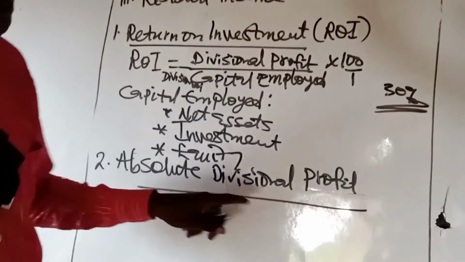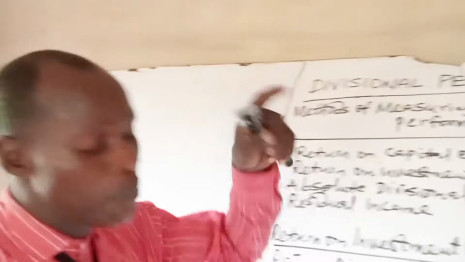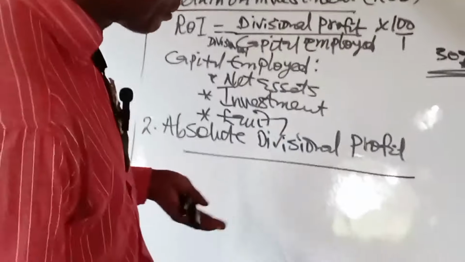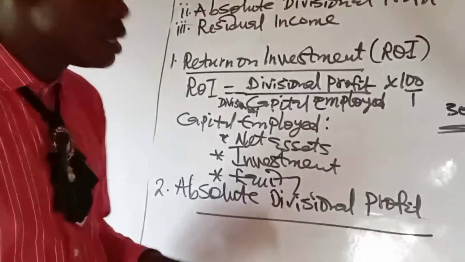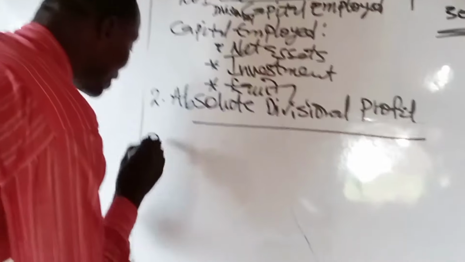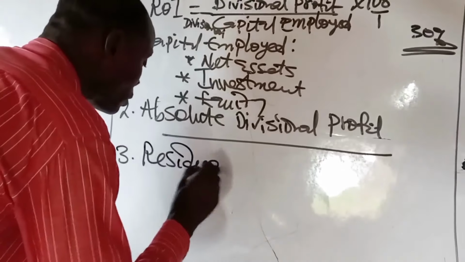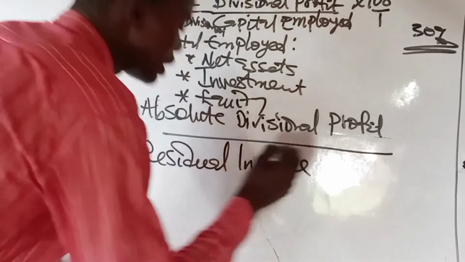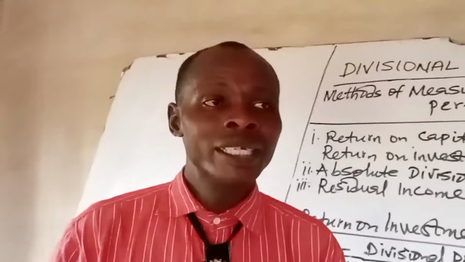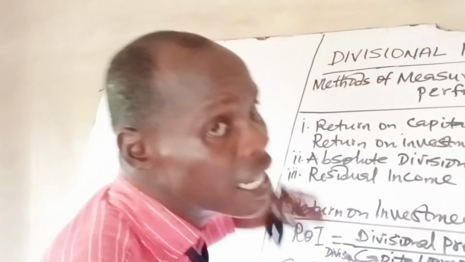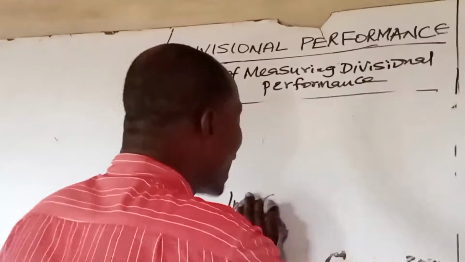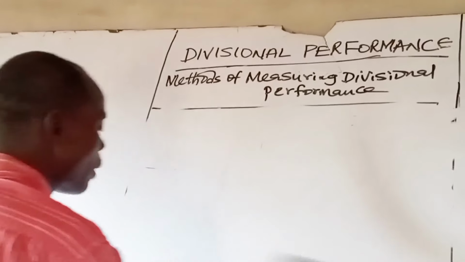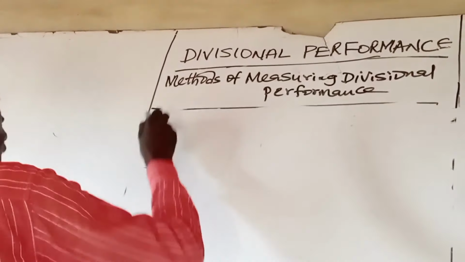So absolute divisional profit. This is the profit from the divisional operation. You use the profit from the divisional operation, meaning that you will go for the division with the highest divisional profit. The third method I'm going to examine is the residual income. Residual income is the divisional profit less imputed interest charge on capital employed.